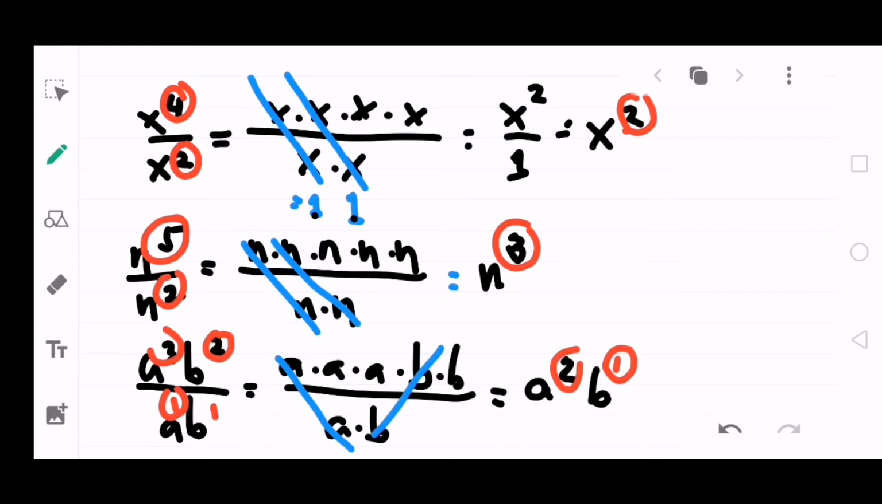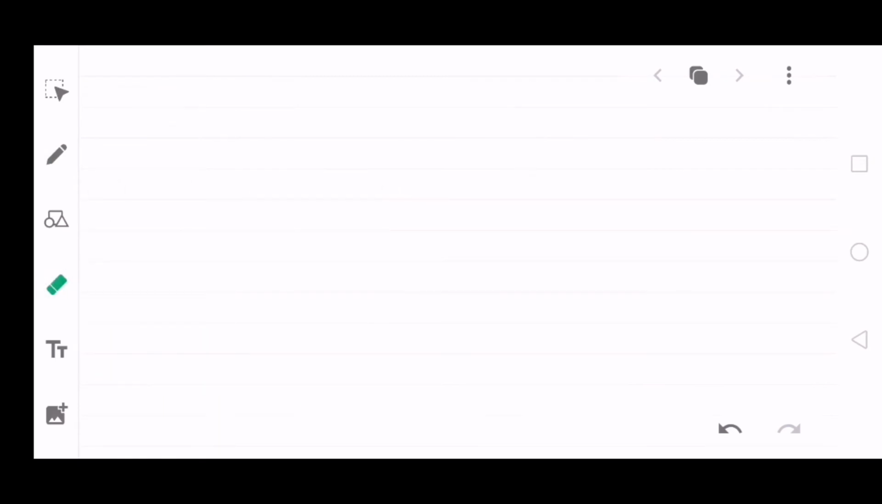Now, it's easy for us to understand if the exponent of the numerator is greater than the exponent of the denominator. Now, what if we are given an expression wherein the exponent of the denominator is the one greater than the exponent in the numerator? Let's find out if the quotient rule also applies to this one. So let's have an example. Let's say we are given this one, x raised to 3 over x raised to 5.